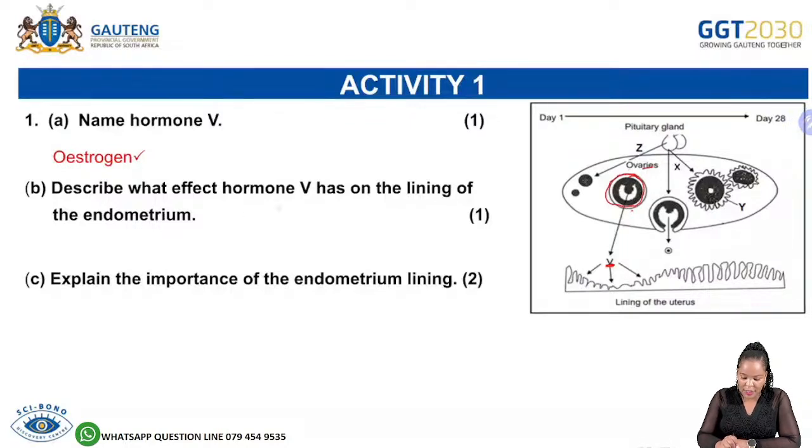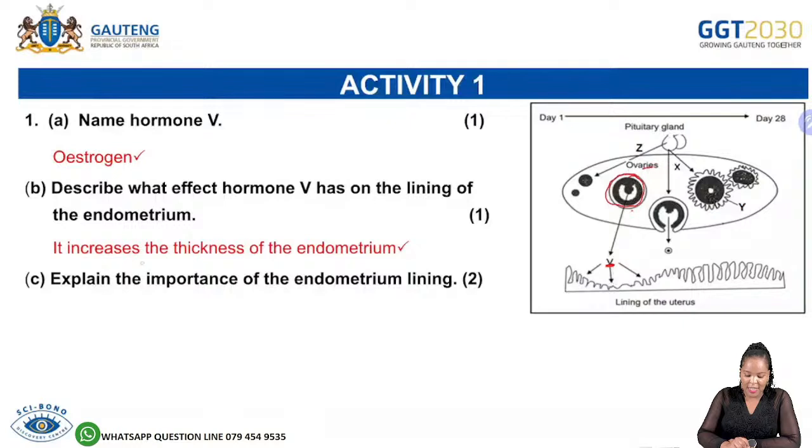Describe what effect hormone V has on the lining of the endometrium. So this hormone, once it is secreted, what is the effect thereof on the endometrium? It increases the thickness of the endometrium. That is the function of estrogen. So you start seeing, even on your diagram, that it is thickening.